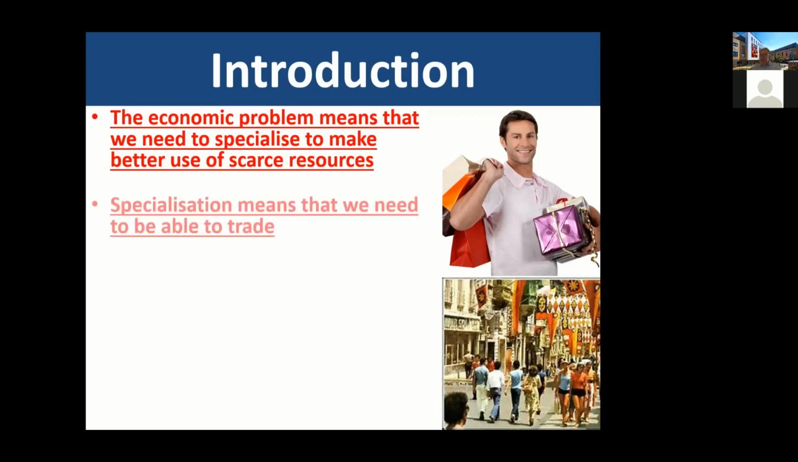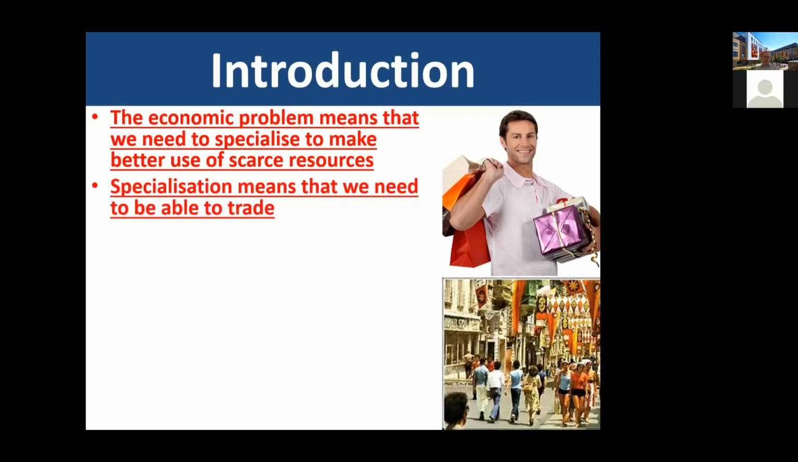But if we specialize, it means we need to be able to trade. So we need to be able to exchange these goods and services, because if we specialize, we're not going to get the range of goods and services that we need in terms of being able to survive and prosper. So specialization means individuals, and more importantly, countries, need to be able to trade.